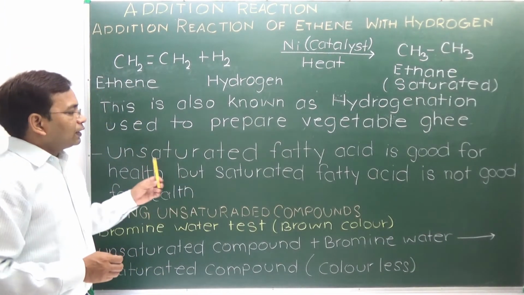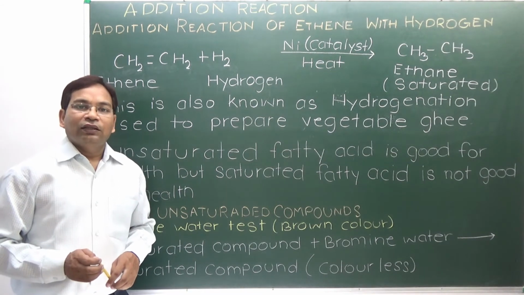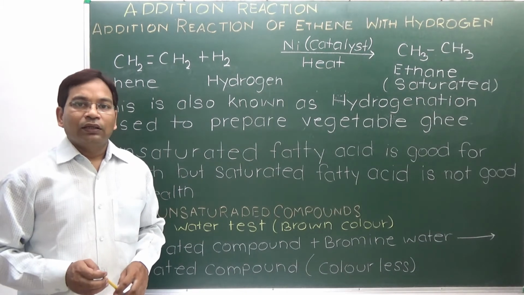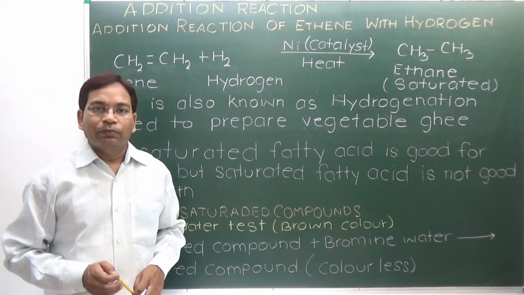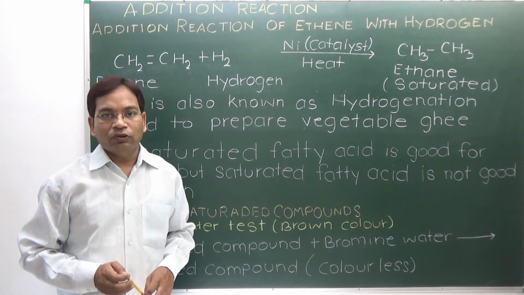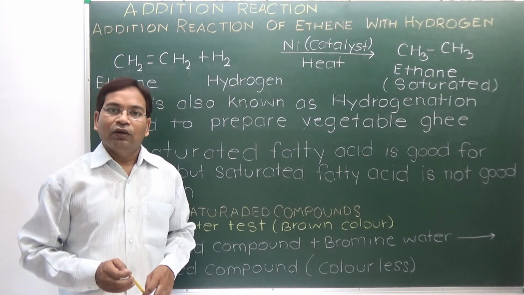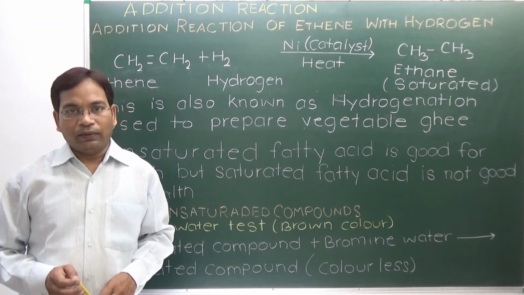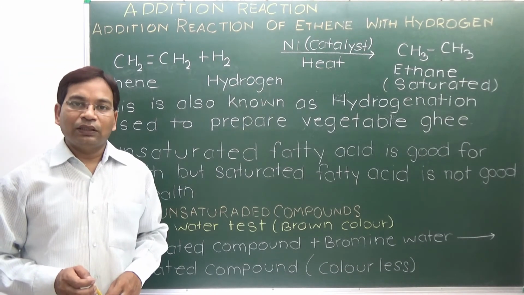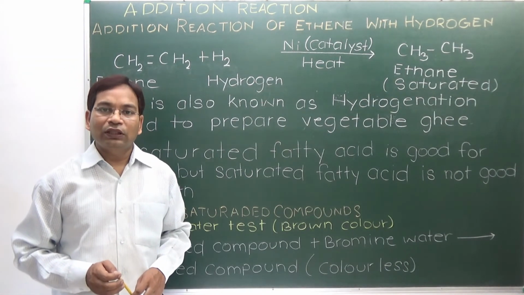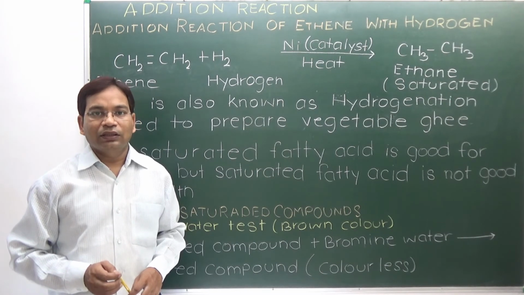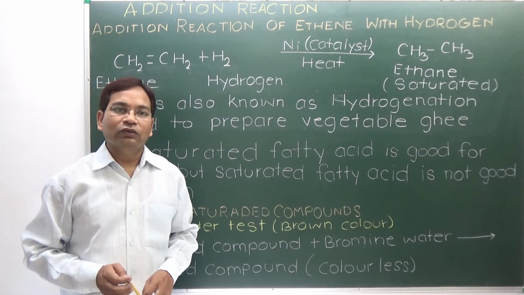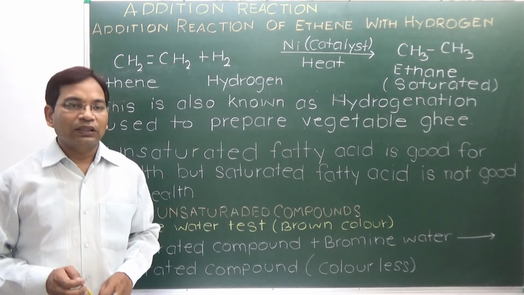The unsaturated fatty acids that we obtain from mustard seed or soybean seed and use for cooking are good for health, but when these oils get hydrogenated they form saturated oils that are not good for health. This is because vanaspati ghee or saturated oils get deposited in our blood vessels and cause blockage, leading to coronary heart disease, which results in heart attack.